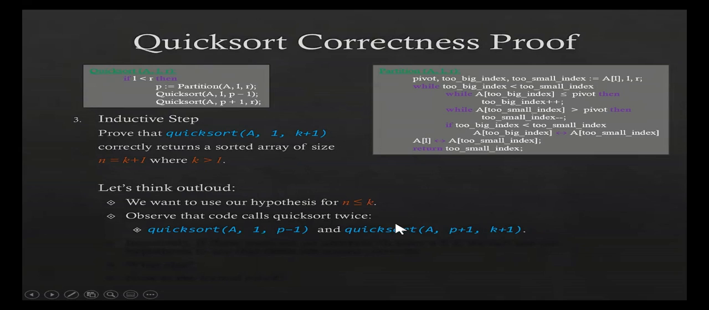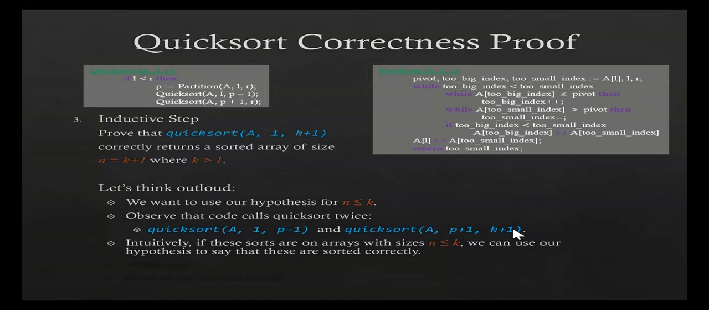And for the right array, the leftmost index should be just after the pivot index, so it should be P plus 1, and the right index is R equal to k plus 1. So intuitively, if these sorts are on arrays with size n smaller than or equal to k, we can use our hypothesis to say that these are sorted correctly. Now it's time for the formal proof. So we will formally prove this.